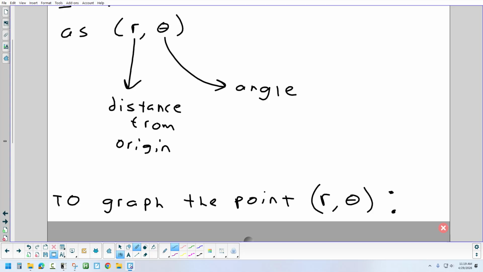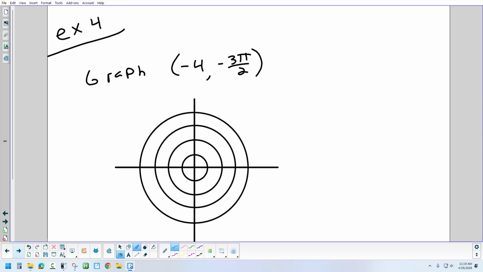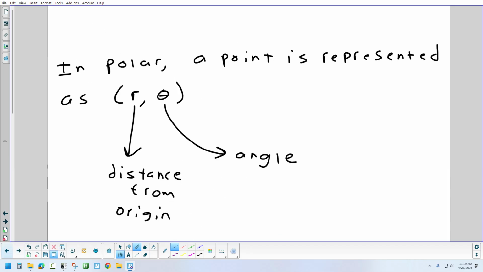Can the angle be in degrees and radians? Yes. Angle can be in degrees or it can be in radians. If it's hard to work with it in radians, you could manually change to degrees. It's an extra step, but you could.